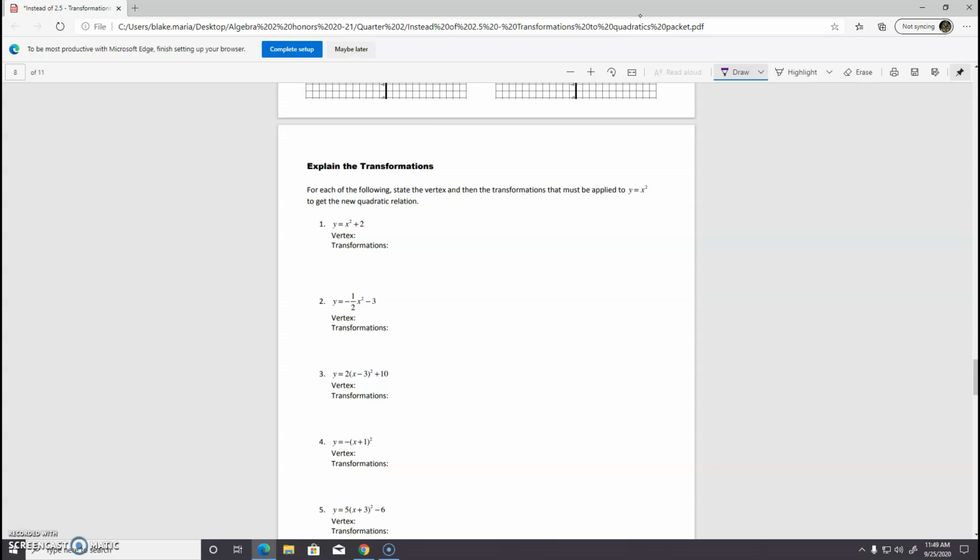Here, there's nothing with my x, so we're going to say it's at 0, and then positive 2. And then the transformations that must be applied to your y equals x squared function, your parent function. So that plus 2 is going to move your graph up 2 units.